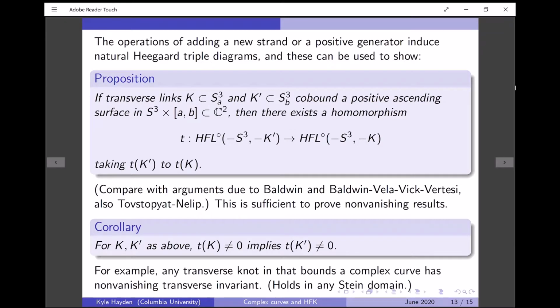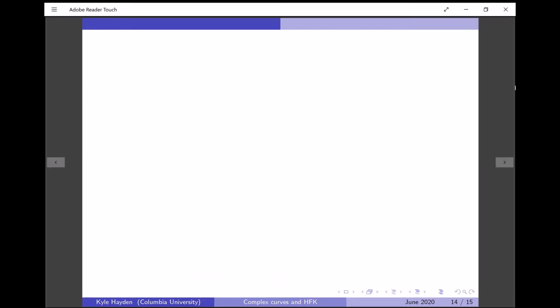And so, for example, any transverse knot that bounds a complex curve has non-vanishing transverse invariant. And this holds not only for knots in S^3 bounding complex curves in the four-ball, but for knots in Stein-fillable contact three-manifolds, bounding some complex curve in a Stein domain.